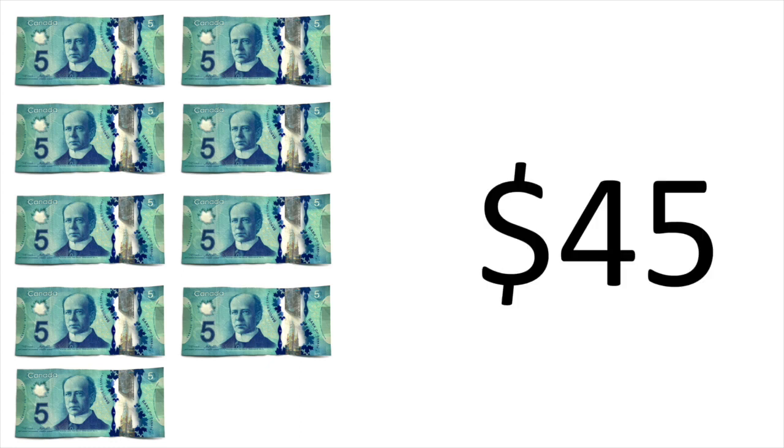In this picture, we have some $5 bills, so pause and skip count by fives to figure out how much money there is. So we'd go 5, 10, 15, 20, 25, 30, 35, 40, 45. Another way to solve this amount of money would be to group them by two and make groups of 10. So if I see pairs of fives, I would see 10, 20, 30, 40, and then there's five left over, that would be 45.